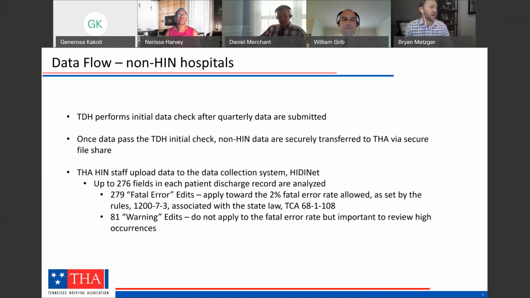We also have 81 different what we call warning edits. These don't count against the fatal error rate, but it's essentially feedback that we're providing to the hospitals that are submitting this data to let them know that something associated with that particular field looks to be off, i.e. it's not meeting the criteria for that field that we have set up. But it doesn't necessarily count against their fatal error rate, but it can provide some useful information back to the hospital to improve the quality of their data.